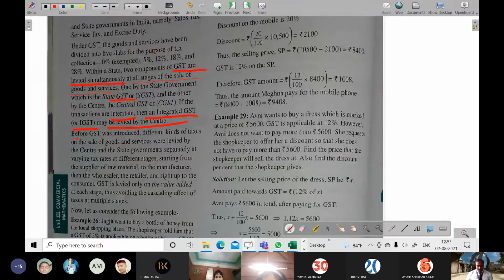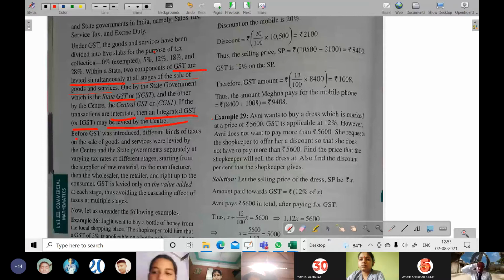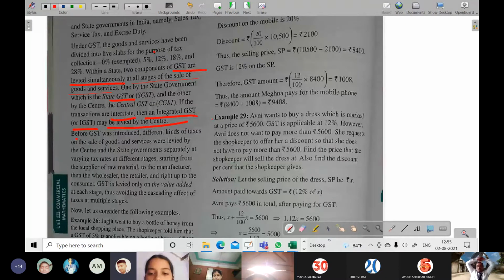Are you all understanding me? Yes, sir. IGST means integrated GST. That means where the state is also taking some part and the center is also taking some part. Do you know what central means? Yes, sir, central government. And state means the state government. The central government is also taking GST, and the state government is also taking GST.